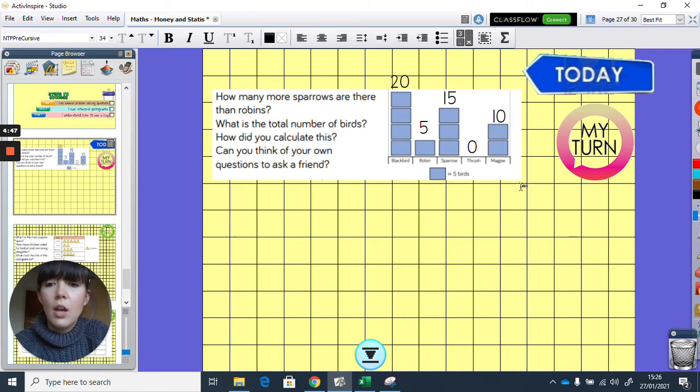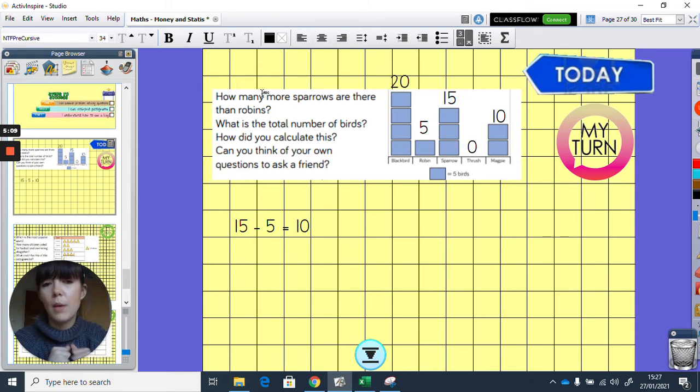So, how many more sparrows are there than robins? For that question, you need to find the difference between the sparrows and the robins. So sparrows are 15, take away how many robins there were, which is 5. 15 take away 5 is 10. So the answer to the first question is 10.